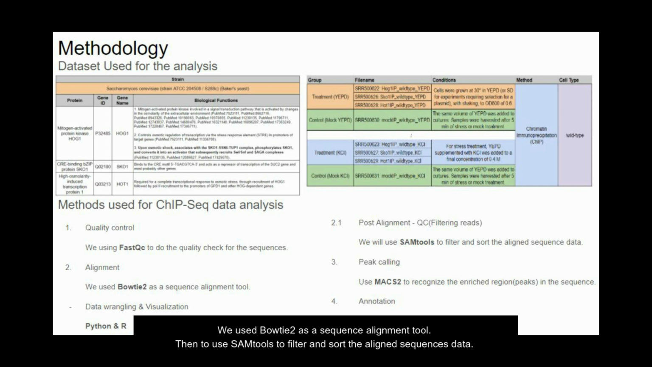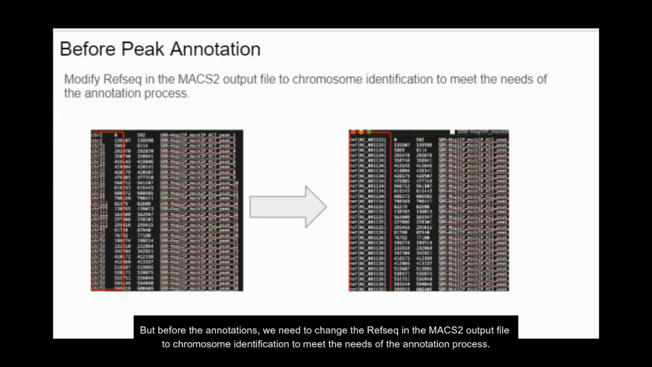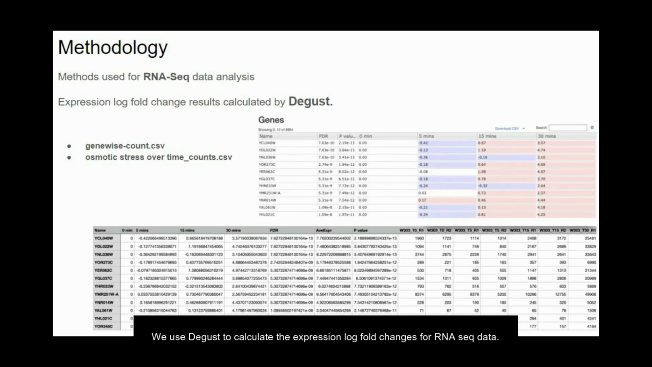We use the Bowtie tool for sequence alignment, then use SAMtools to filter and sort the aligned sequence data. We use the MACS tool to recognize the peaks in the sequences, then use ChIPseeker to do the peak annotations. But before the annotations, we need to change the RefSeq names in the MACS output file to chromosome identifiers to meet the needs of the annotation process. We use DESeq to calculate the expression log fold change for the RNA-seq data.